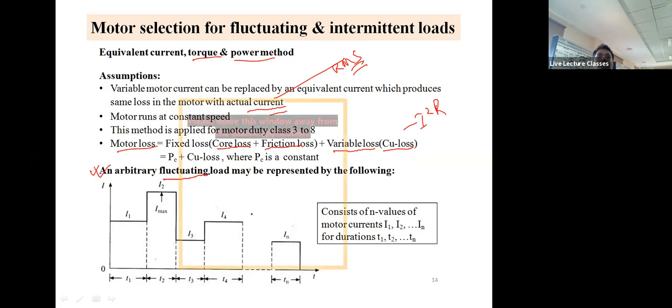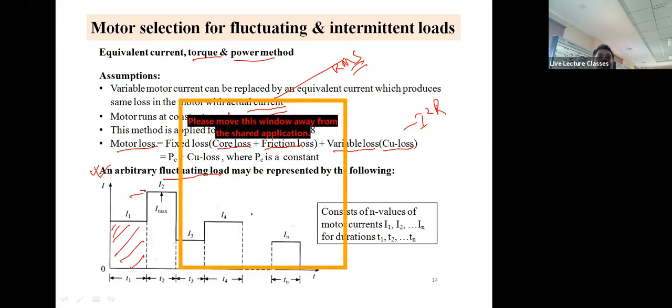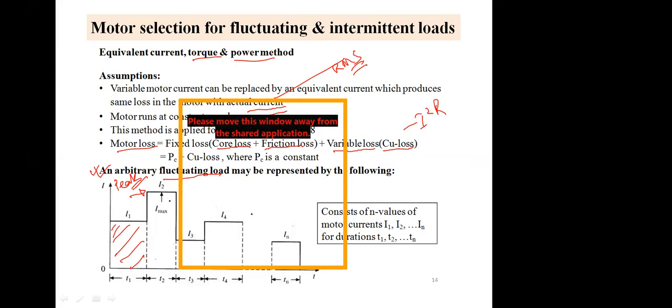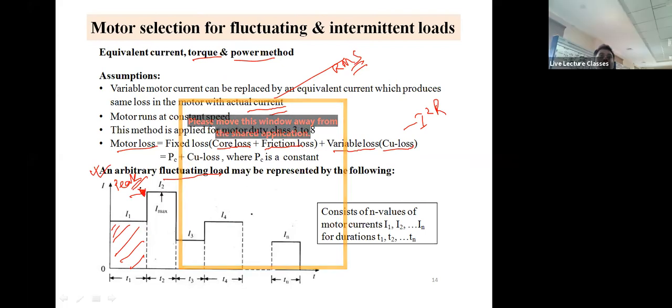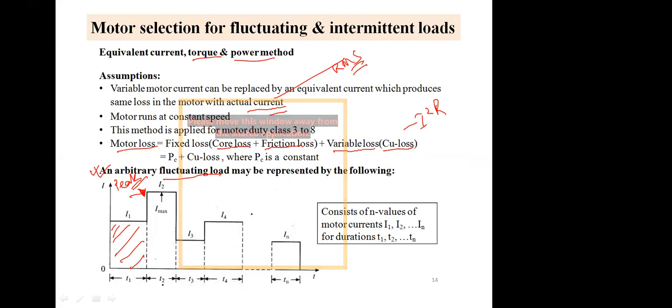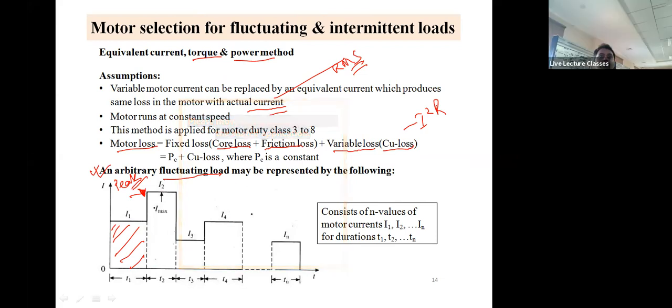Say your model consists of this type of load torque. This is the value of I1, this will be the peak, right? And then you have again a low. So say your motor should pass this peak current at least for some seconds. But if you keep the motor rating up to this peak also, then it's a loss.